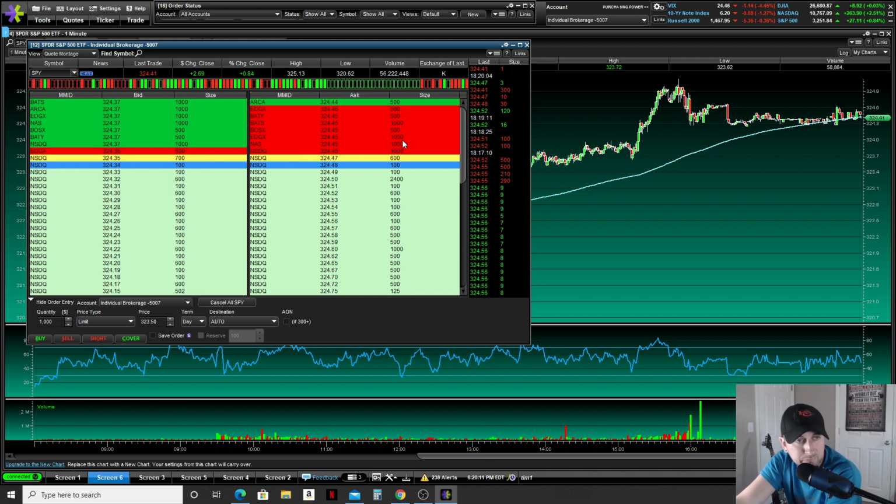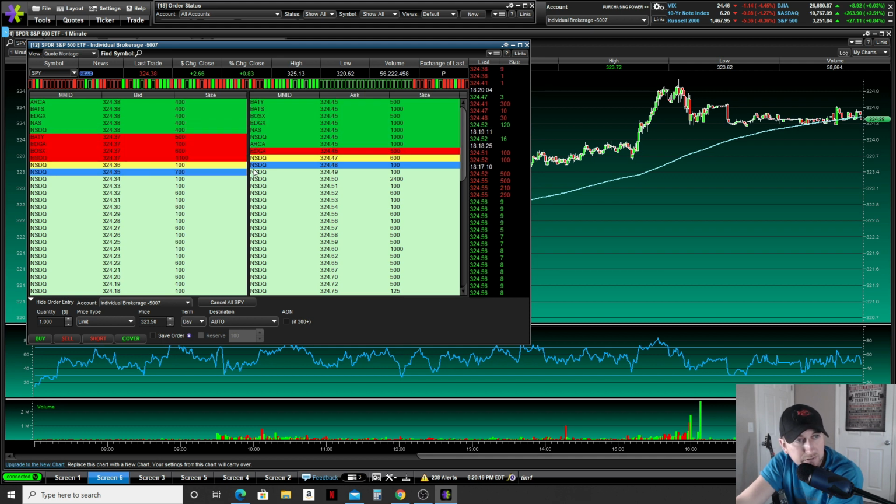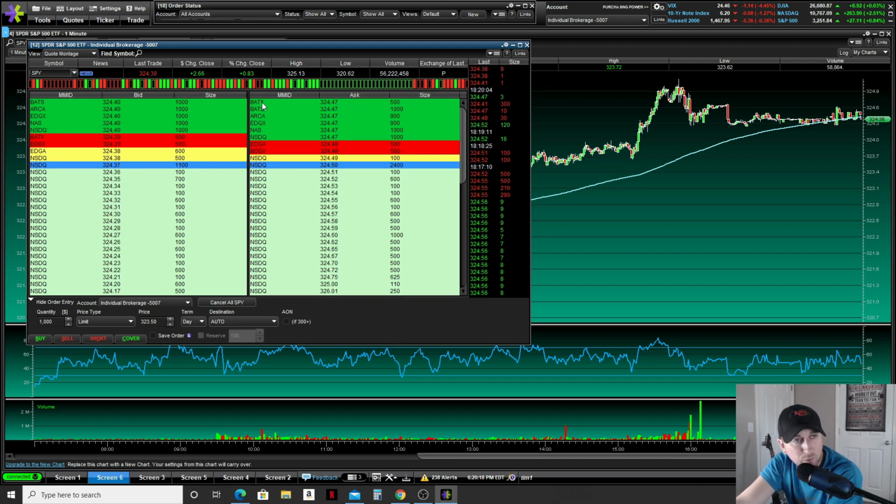So what you have here is the different market makers. Then you have routes. Then you have the price. Then you have the size, how many shares. Same thing over here. So that is the gist of what you're looking at right there, and it's going to be changing all the time as the prints go through.